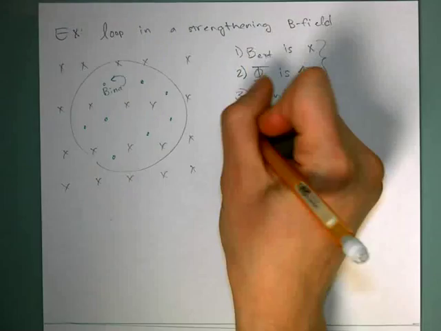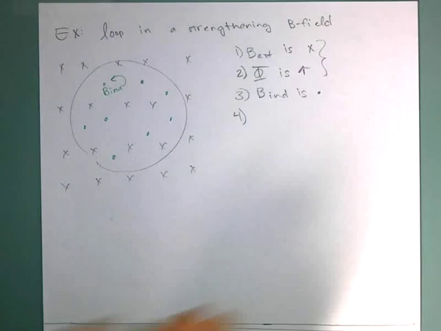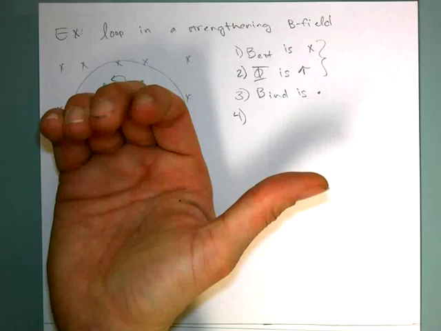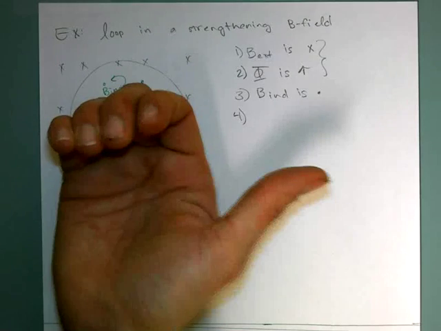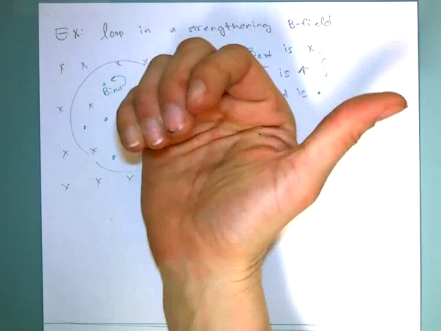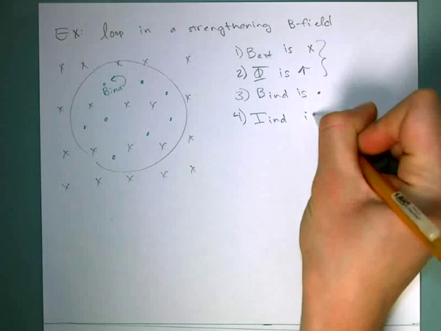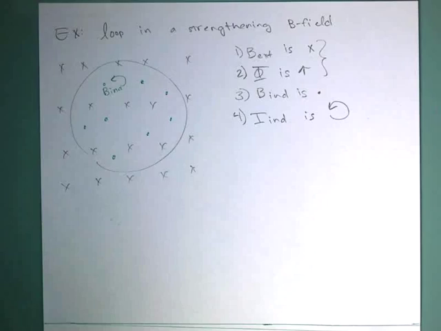And then we can use the right-hand rule to figure out what direction the induced current must be flowing, which is that if I want my fingers to point out in the middle of the loop, then my thumb will point in the direction of the current, and you can see that my thumb is pointing in a counterclockwise direction. So I induced is counterclockwise.